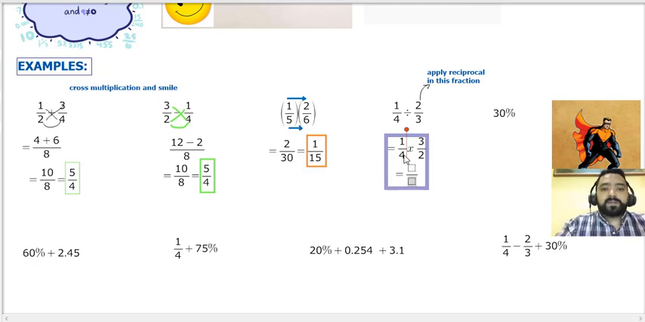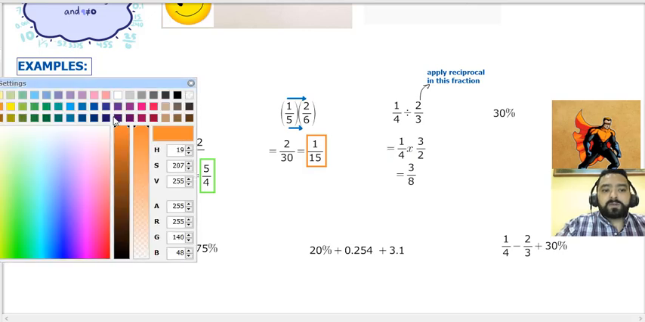Don't forget, please, to apply the reciprocal. Now we have a simple multiplication of fractions. 1 times 3 gives us 3, and 4 times 2 gives us 8. In this case, we cannot reduce the fraction, so we are going to leave it like that. And this is the answer.